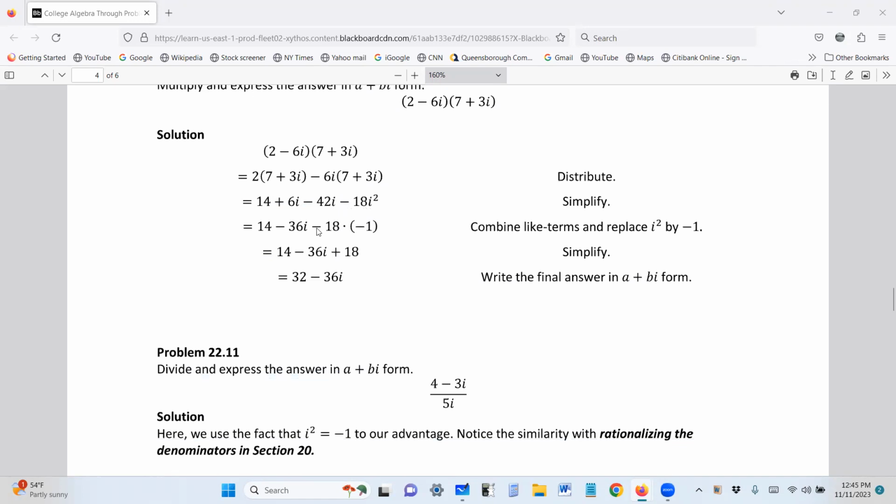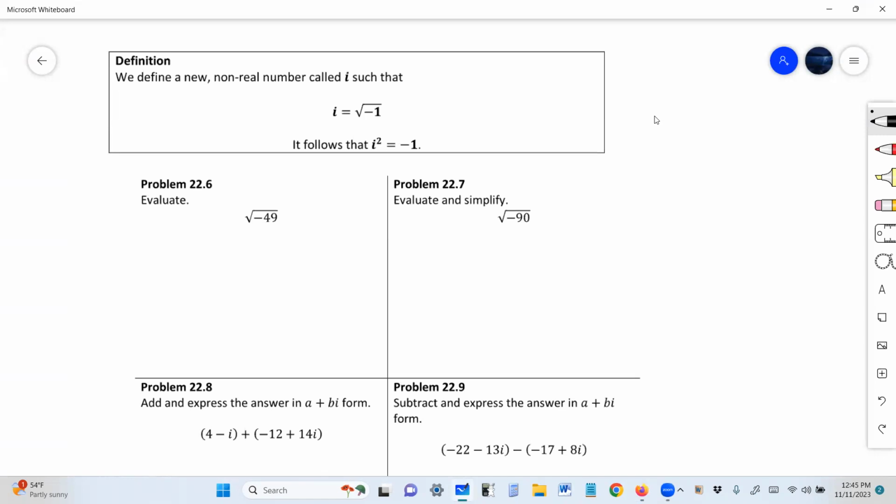So now look what happens. I'll have the minus 18 times minus 1, which is positive 18. And now the positive 18 gets added to positive 14, which is 32. So the final answer would be 32 minus 36i. Okay, so multiplication and division, this is going to happen. I'm going to show you when we do the division problems. So let's take a look at the problems I selected for us to do. We'll do a couple dealing with simplification, a couple dealing with addition and subtraction, and maybe 1 or 2 dealing with multiplication.